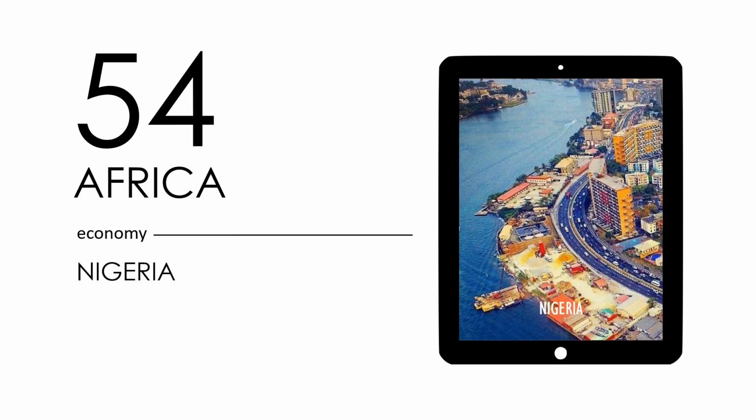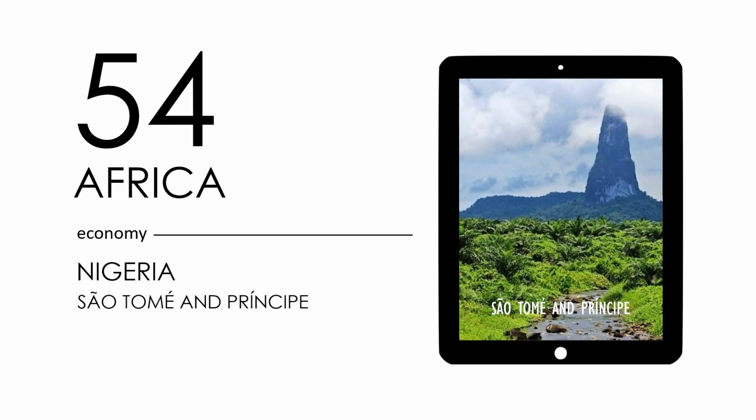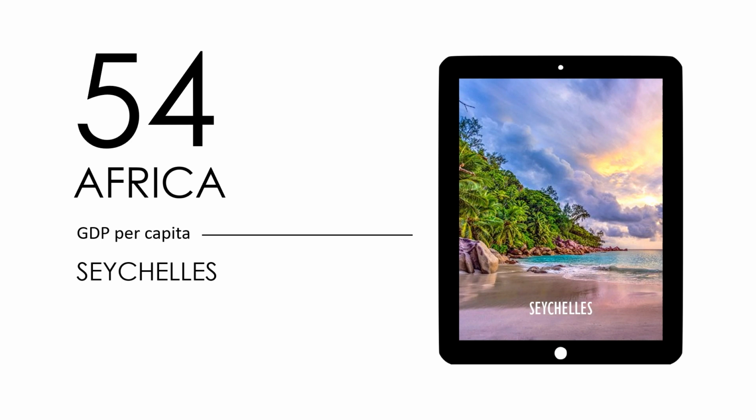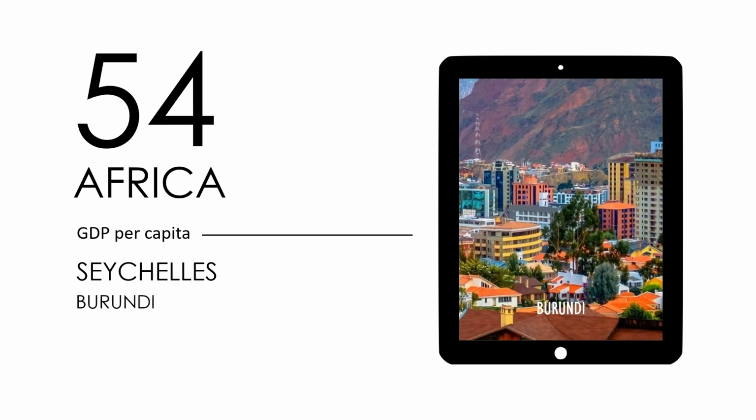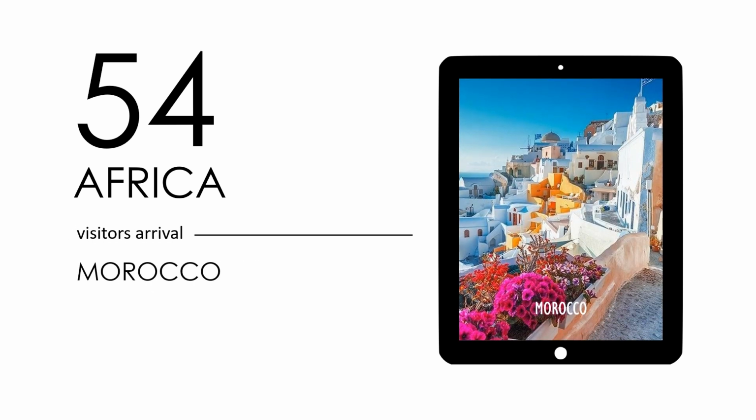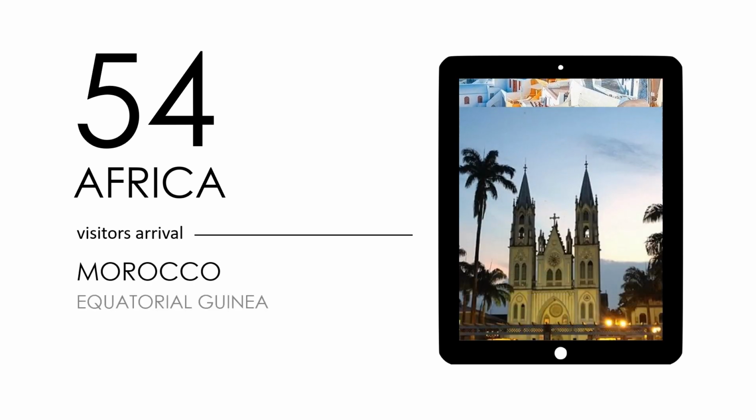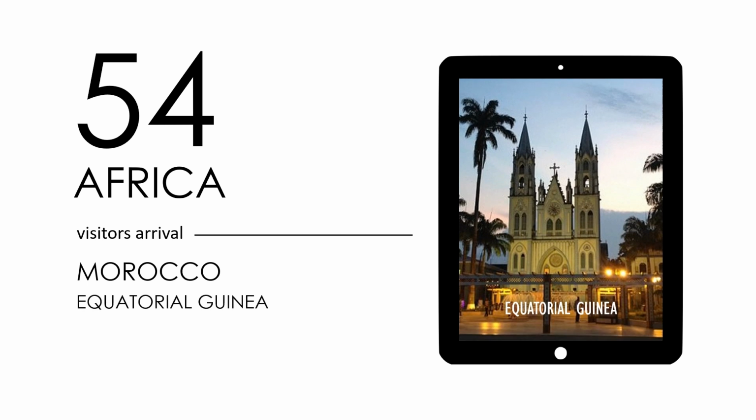Nigeria has the largest economy. And the country with the smallest economy in Africa is São Tomé and Príncipe. The country which has the highest GDP per capita is Seychelles. And the lowest is Burundi. Morocco is the most visited country. And the least visited is Equatorial Guinea.